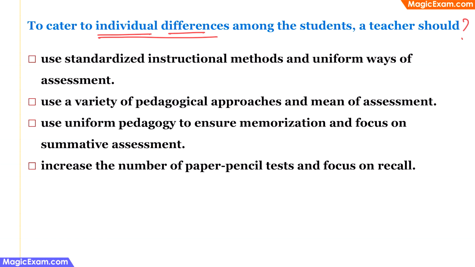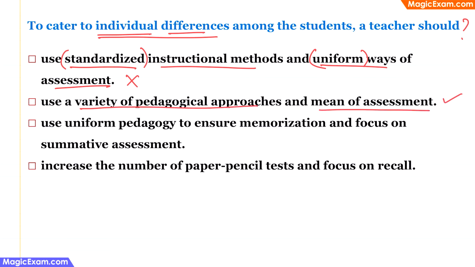Now when we look at the answer choices, the first one says use standardized instructional methods and uniform ways of assessment. So if you are going to use only one standardized instructional method and one uniform way of assessment, then this is not going to work for a diverse classroom. Next, use a variety of pedagogical approaches and means of assessment. This is a correct statement and this is the answer to this question.